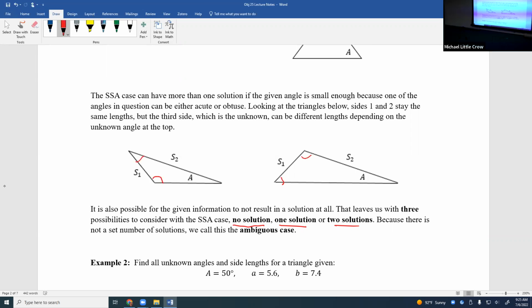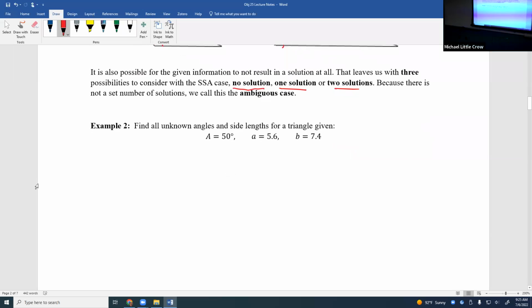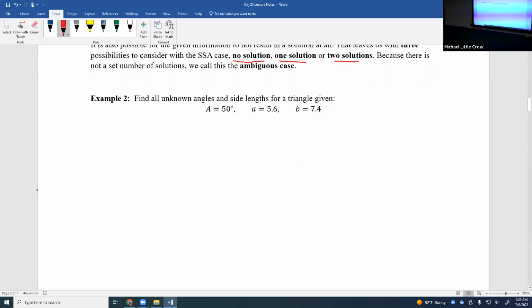So just remember, side-side angle. That's the one that's ambiguous. We've got to explore. There might not be a solution, there might be one, or there might be two solutions. But this is the one we're going to have to worry about. The other one, angle side angle, we don't have to worry about. Only one solution. We're actually going to look at several examples here.